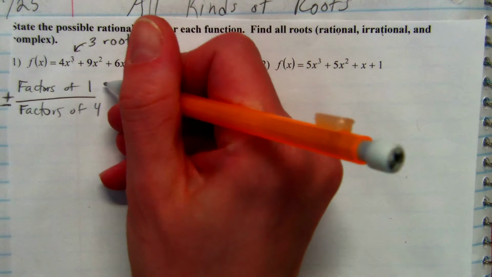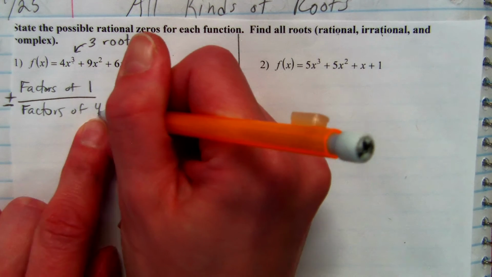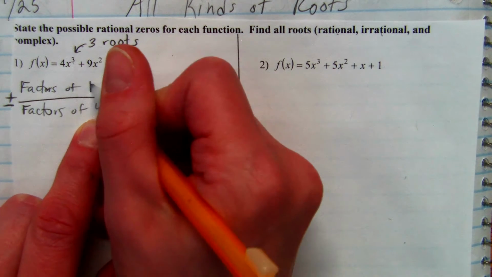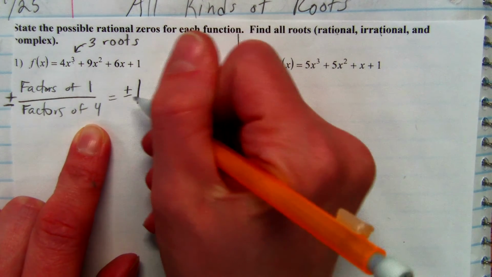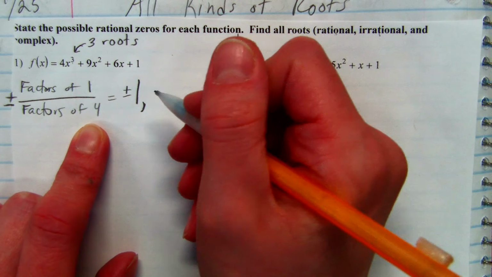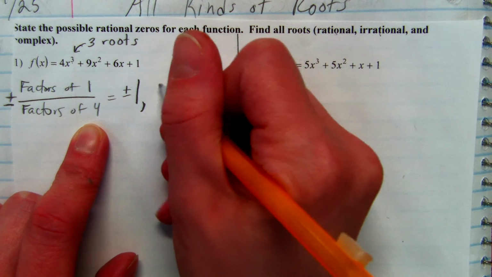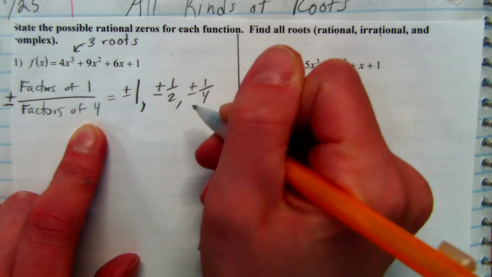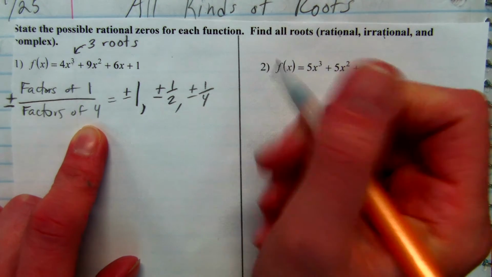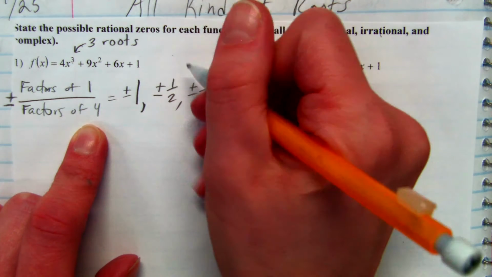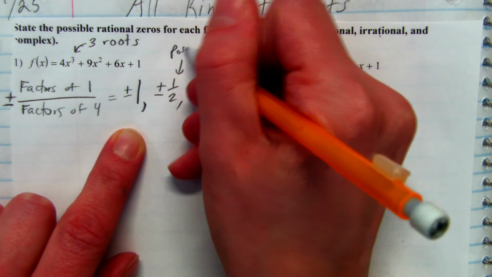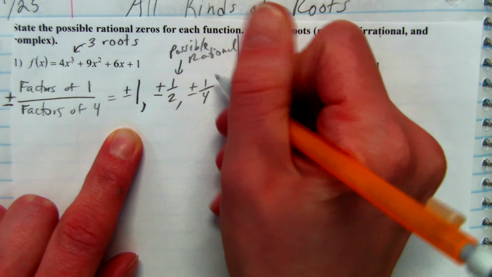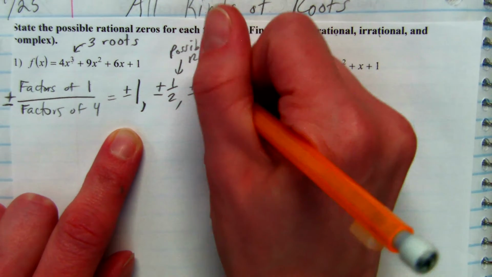So 1 has to be on the top, and then we have to think about what goes into 4. So possibilities, I could have plus or minus 1 over 1, which would be 1. What else goes into 4? 4 would go into it, and so would 2. So plus or minus 1/2, plus or minus 1/4. So these are possible rational roots. So these would be possible roots that don't have square roots, that don't have i.